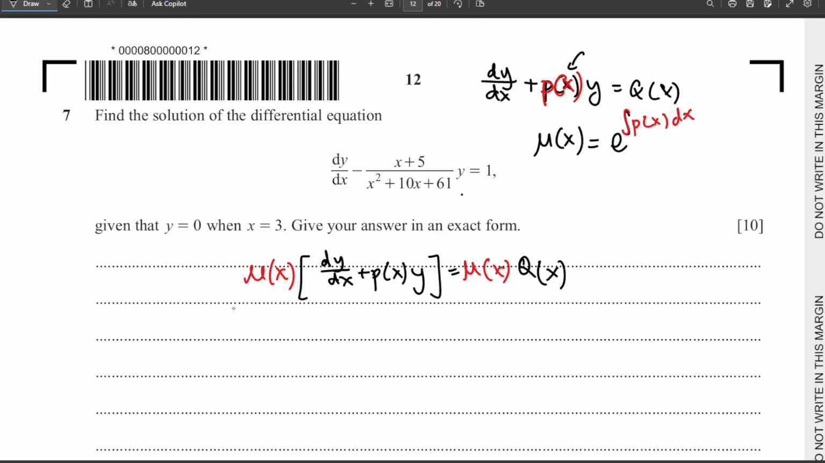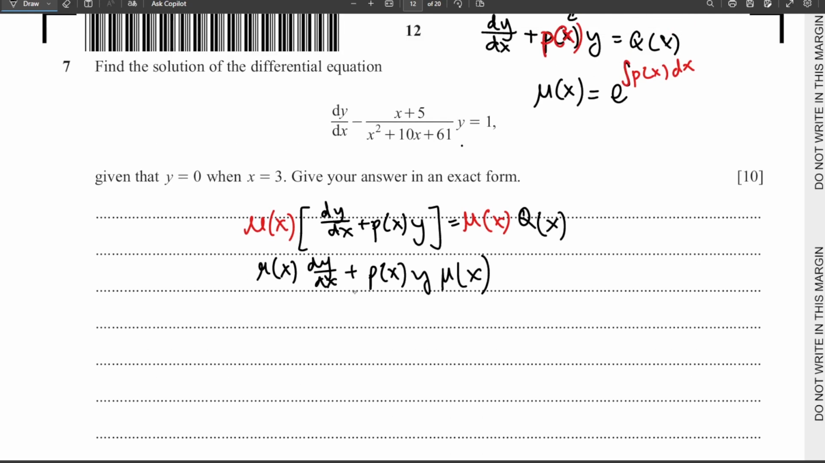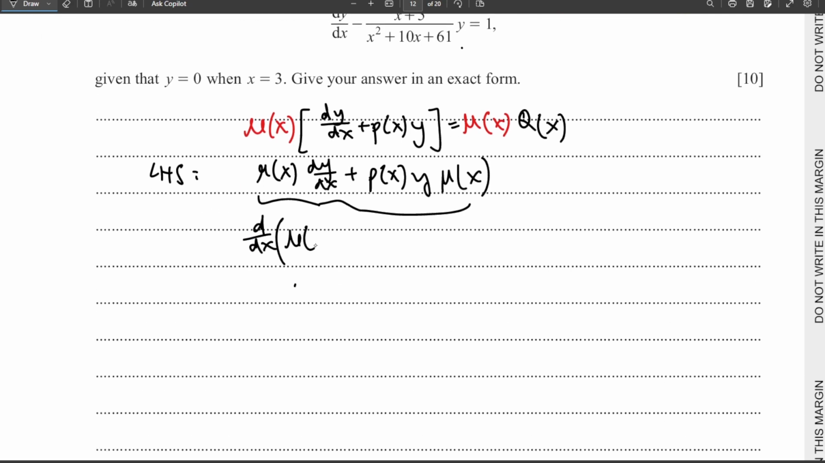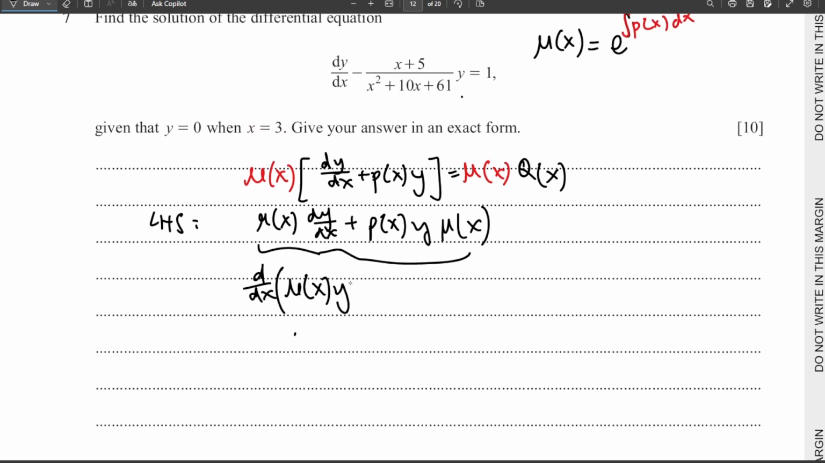And if you notice, you can try and expand the left hand side, and we notice a pattern where it looks like the result of a product rule. It looks like something multiplied by something and you took the derivative. What I can tell you is that it is exactly the product rule when we take the derivative of the integrating factor multiplied by y, the dependent variable. So we leave the integrating factor alone, then we differentiate y, and you get dy/dx.